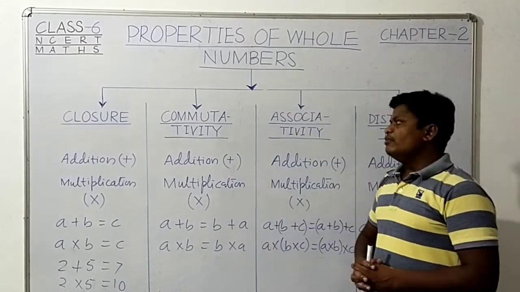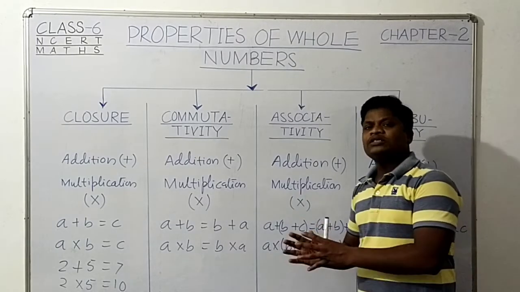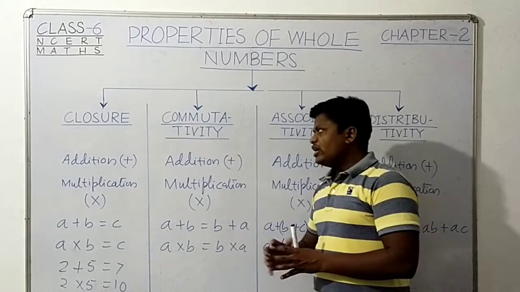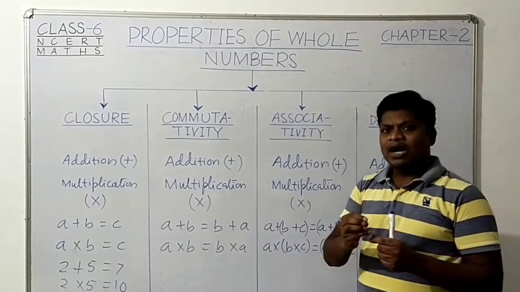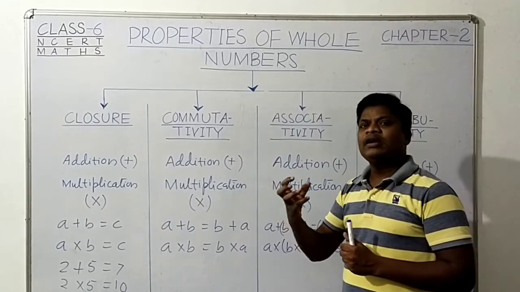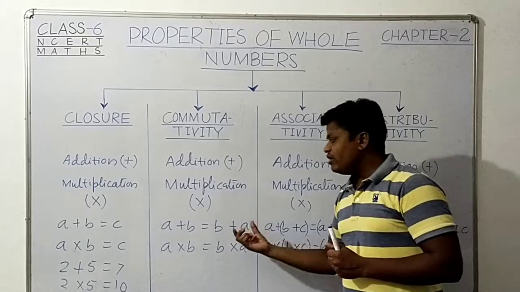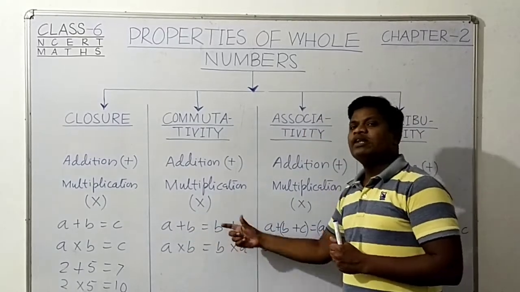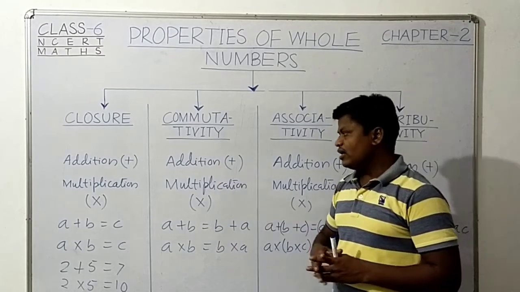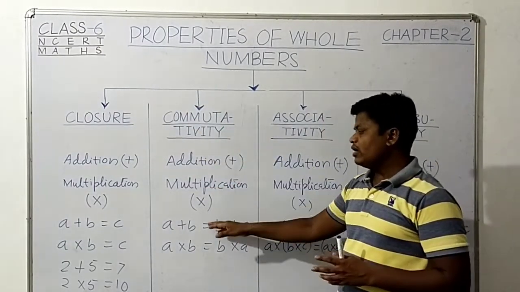Now we come to the commutative property, right? What is the commutative property? Commutative means the rearrangement of the numbers. The word commutative is somewhat difficult to understand, but we can understand it through the rearrangement of numbers. If we rearrange two whole numbers, we will get the same result. If I talk about addition, whole numbers are commutative under addition.